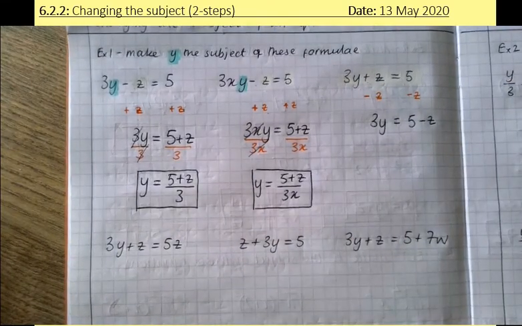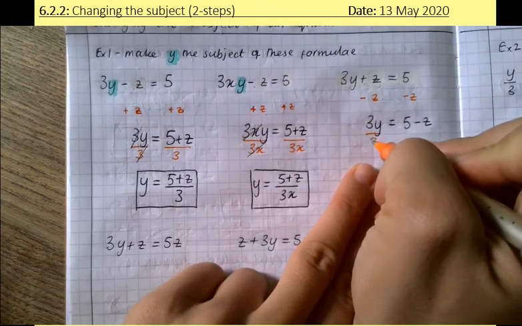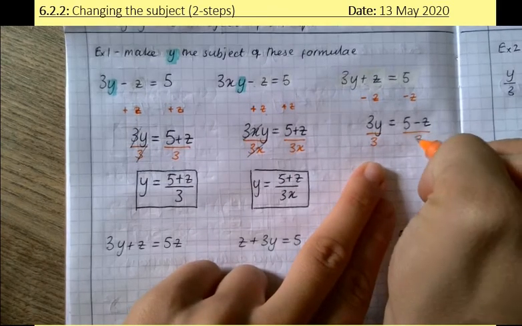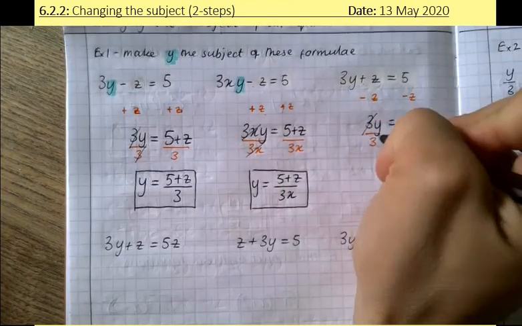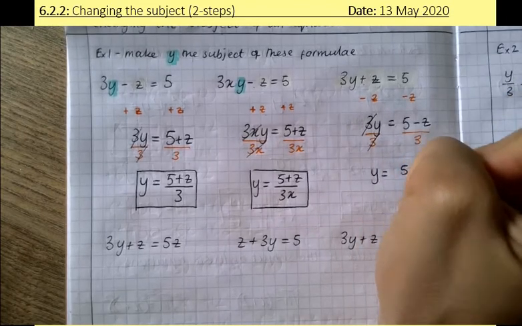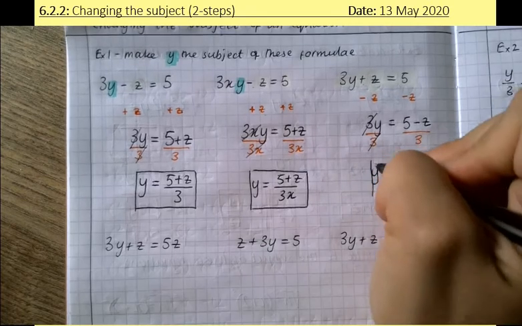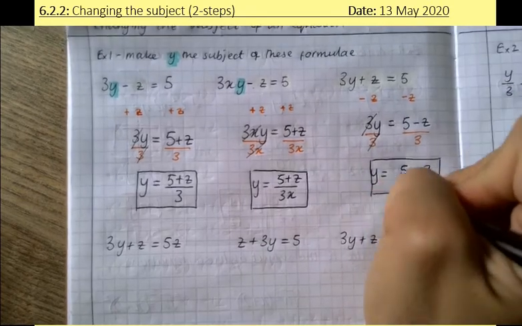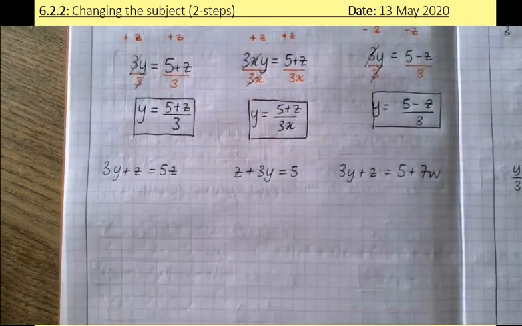And then exactly the same steps as before. To get the y by itself, I have to undo the multiply by 3 by dividing by 3 on both sides of the equation. And then the 3's will cancel and I'll get y equals 5 subtract z all over 3. And the next 3 examples.